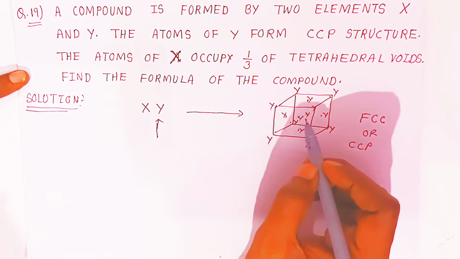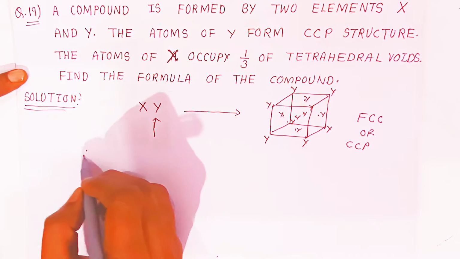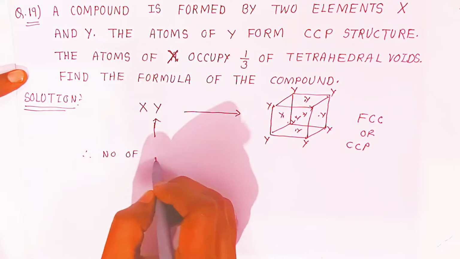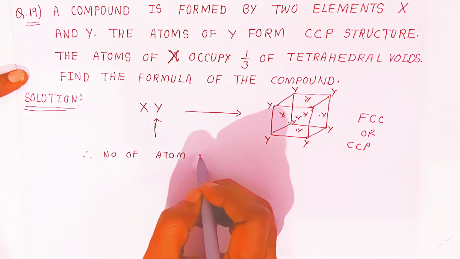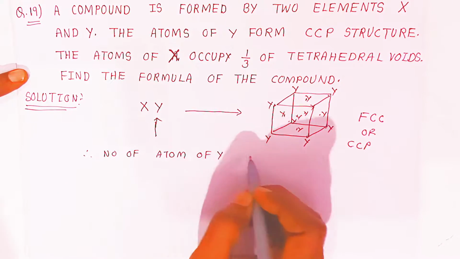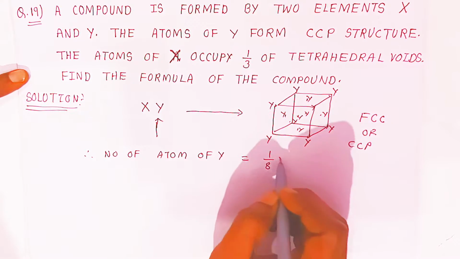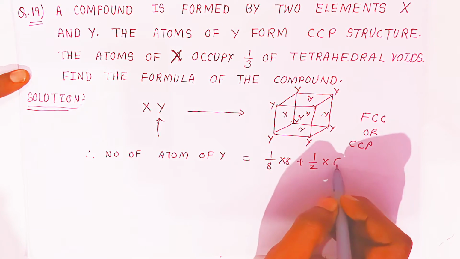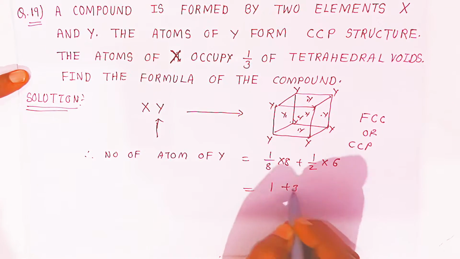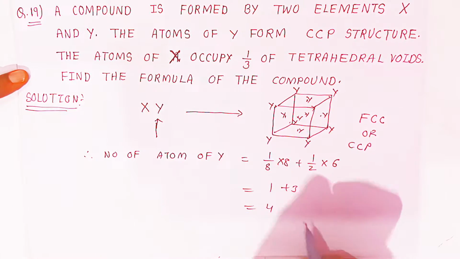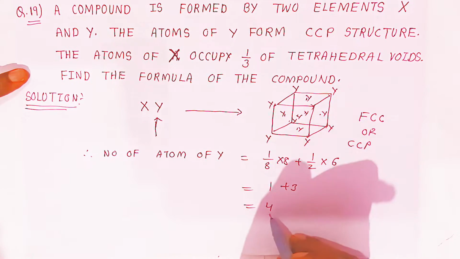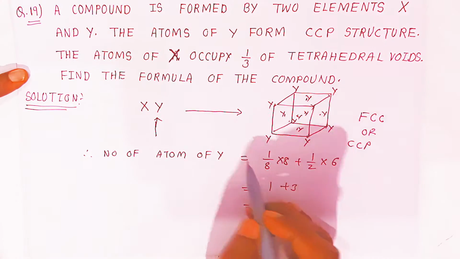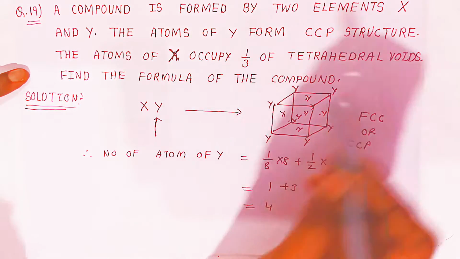Now students, how will you find the number of atoms of Y? It is 1/8 of 8 plus 1/2 of 6 atoms of Y, that is 1 plus 3, that is 4 atoms. Understanding? So the number of atoms present in FCC, students, will be 4. Everywhere Y is present. Now X occupies 1/3 of the tetrahedral voids.